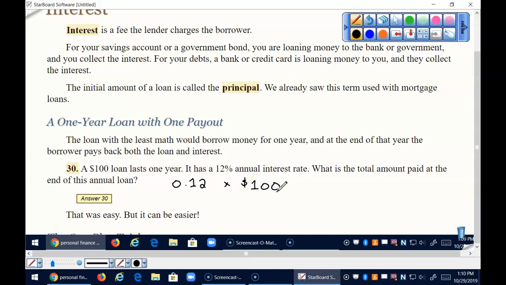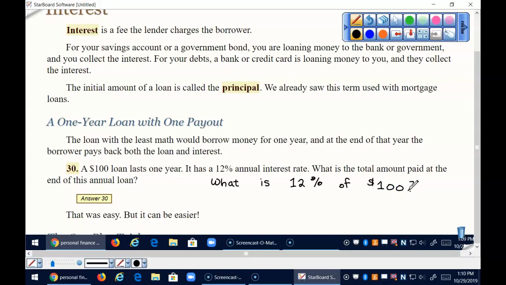If it wasn't immediately obvious where I got that, we would back up. We'd ask, what is 12% of 100, and then translate, or proportions, or things like that.